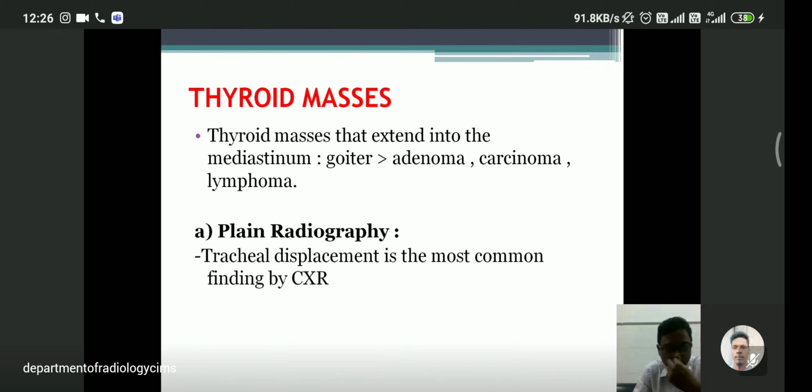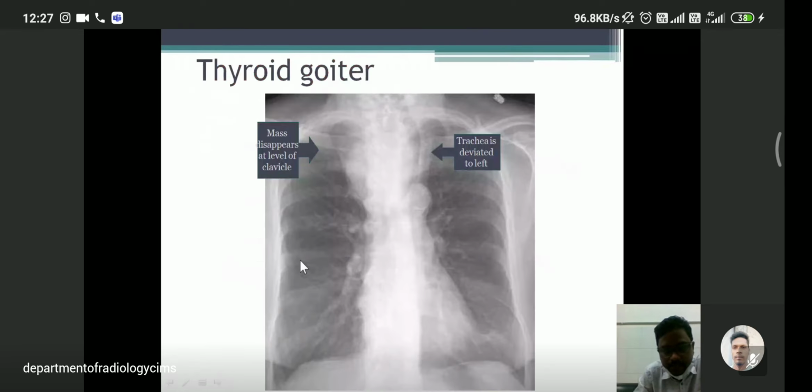So our next common lesion in the anterior mediastinum is the thyroid masses. Most common are the goiter, after that adenoma, then carcinoma, then the lymphoma. On plain radiography, most commonly we are seeing the tracheal displacement in case of the thyroid lesions. So this X-ray is showing there is the well-defined mediastinal mass in the superior mediastinum region, and your trachea is displaced on the left side.